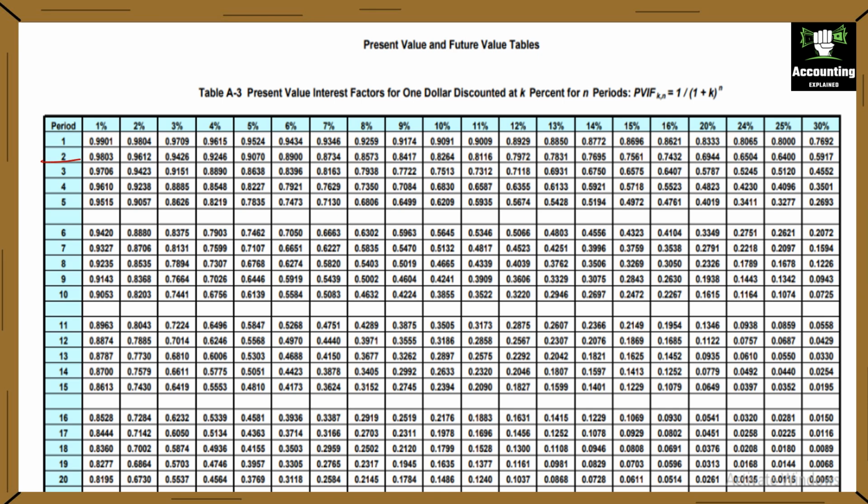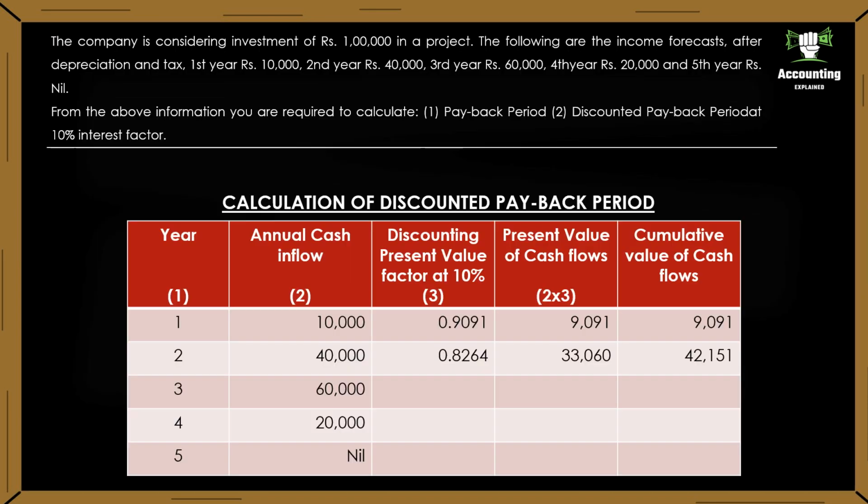Second year at 10% interest rate is 0.8264. We are going to substitute in the table now. So we are taking 0.8264 to the discounting present value factor at 10% column. Now multiply 2 into 3, we get 40,000 into 0.8264, it is 33,060. Now the cumulative value of cash flow is 9,091 plus 33,060, which is 42,151.